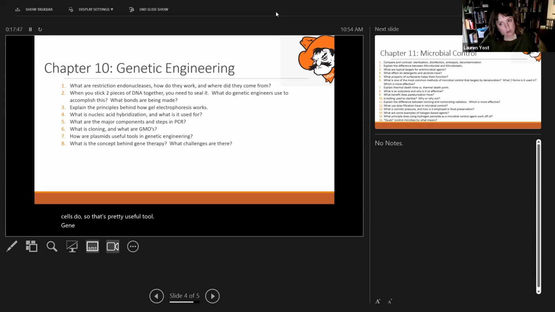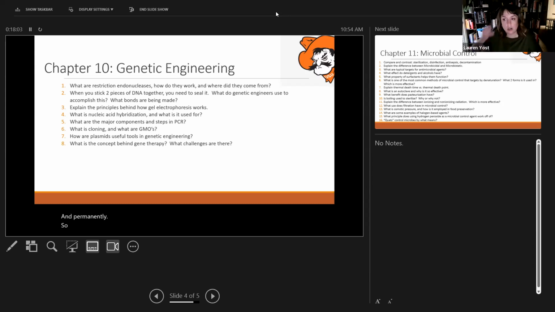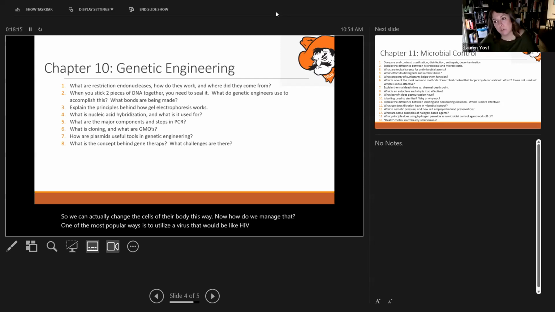Gene therapy and the challenges. Gene therapy refers to essentially putting a gene that works properly from a healthy individual into an individual who has defects in that gene, and permanently. So we can actually change the cells of their body this way. Now, how do we manage that? One of the most popular ways is to utilize a virus like HIV, that is able to incorporate its genome into the host genome.